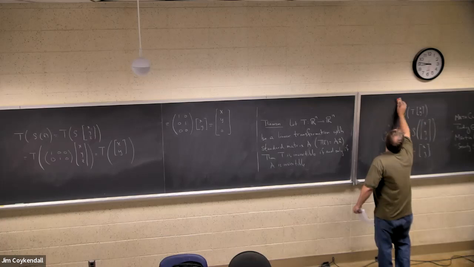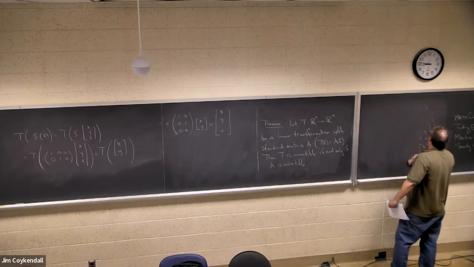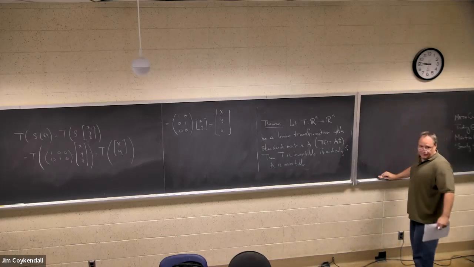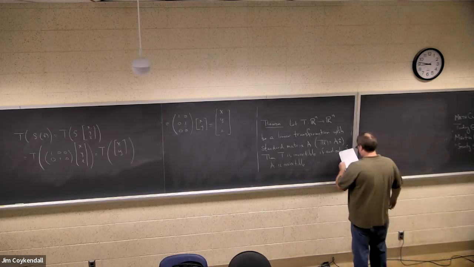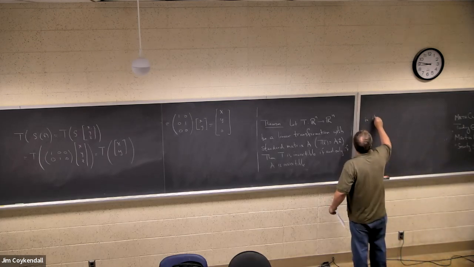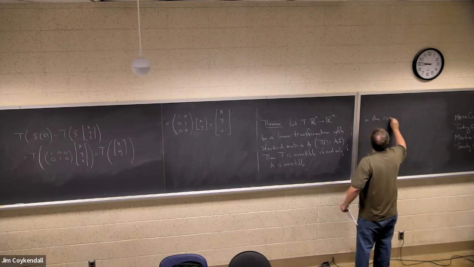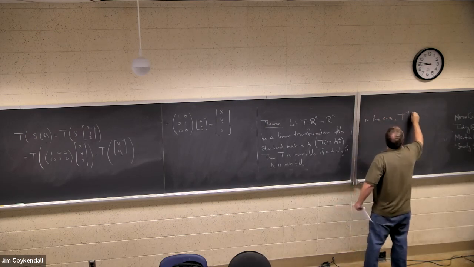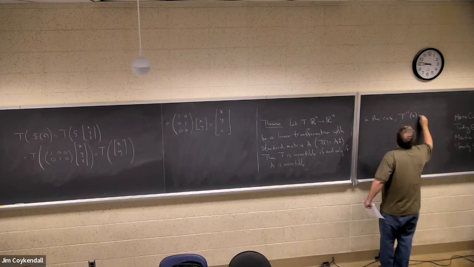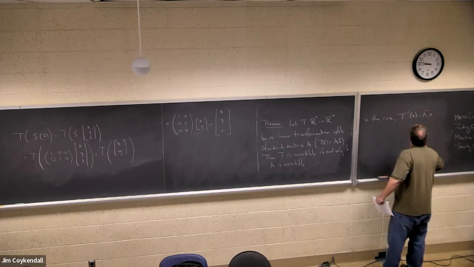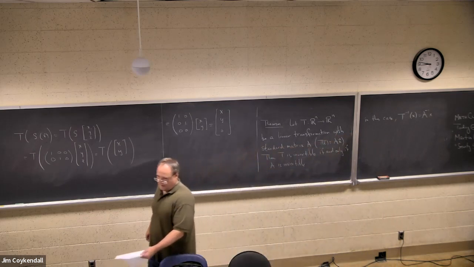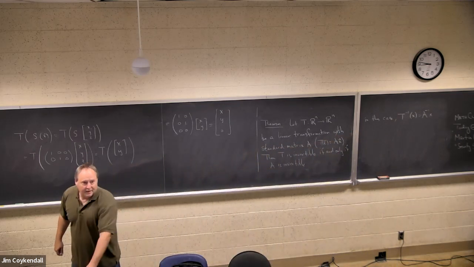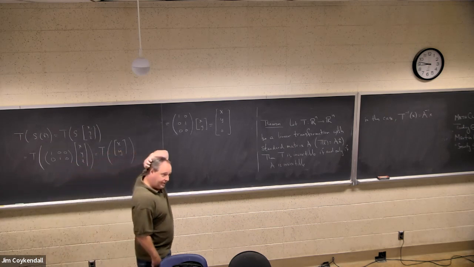I think this theorem is exactly what you would hope for. The transformation is invertible if and only if the square matrix that represents it is invertible. And in this case, that is, if A is invertible, then T inverse, the inverse transformation, is represented by A inverse. Okay, any questions?